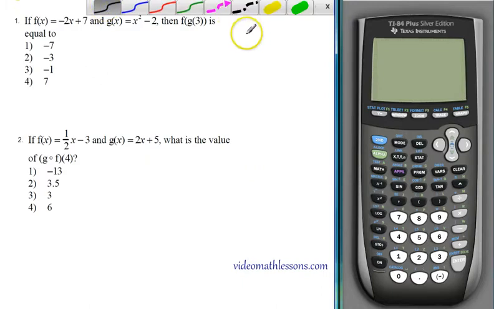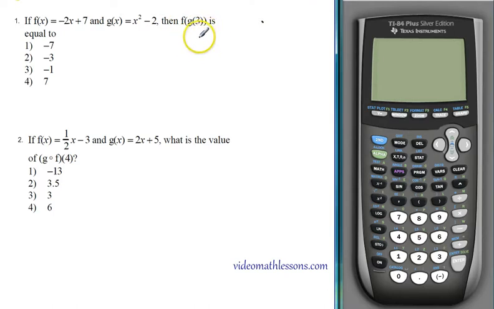This is actually a pretty good topic. Students usually like this once they get the hang of it. So what you've got to remember is when you do a composition of functions, you always start in the back. You always start with the letter that's next to the number.